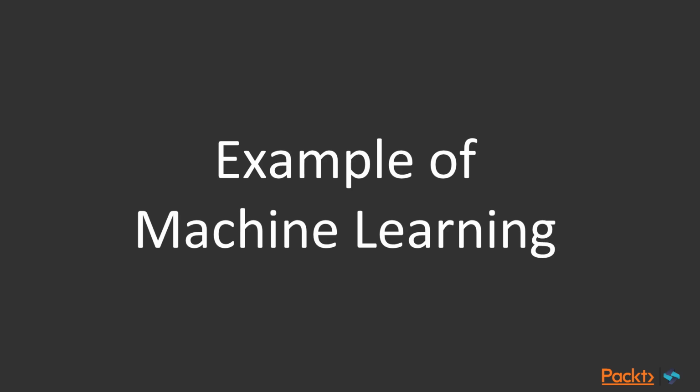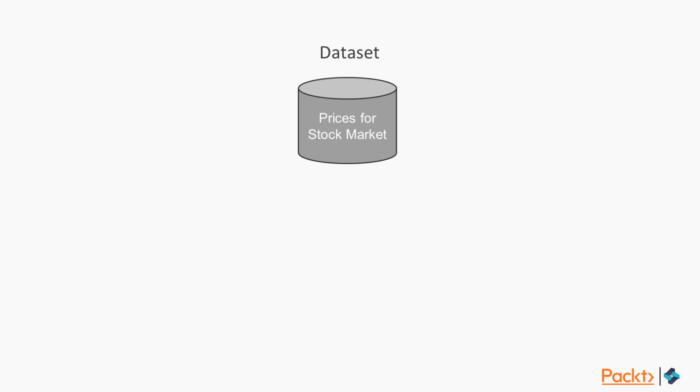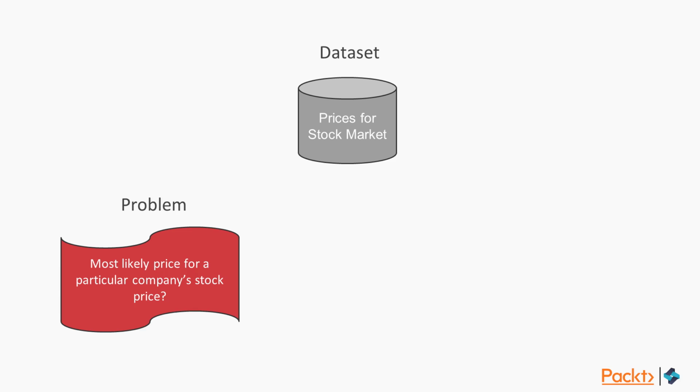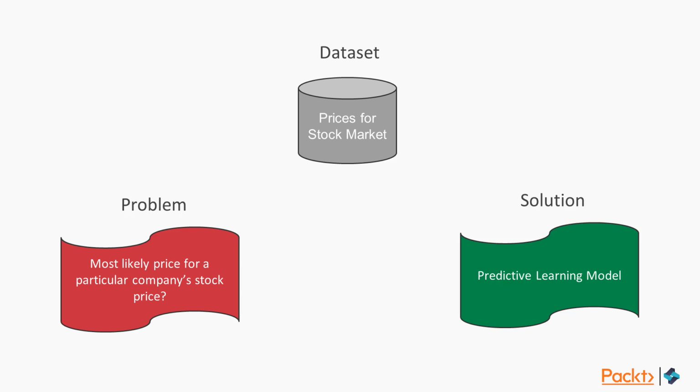Let's take an example to make things clearer. Imagine you have a huge data set of the historical prices for the stock market. Now, you want to figure out what is the most likely price for a particular company's stock price. You can solve this problem by building a predictive learning model from the data you already possess. How? You'll see that in detail later on.